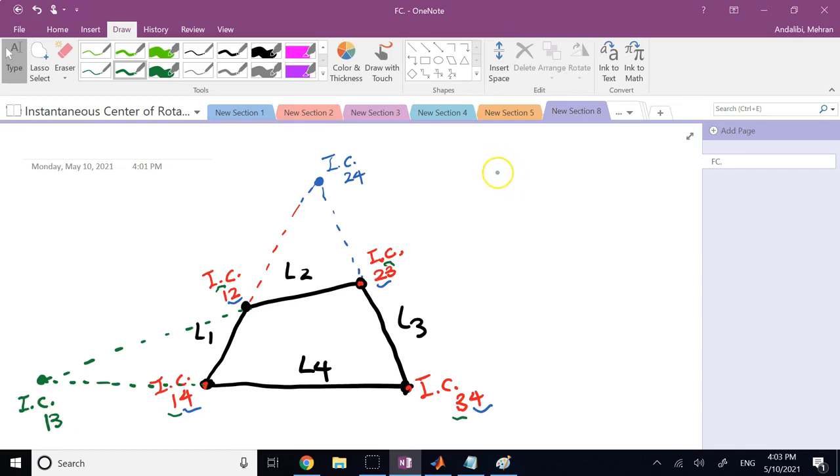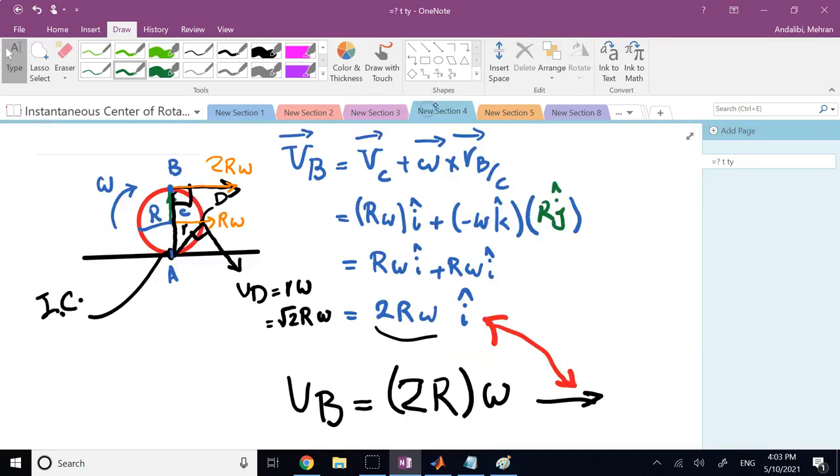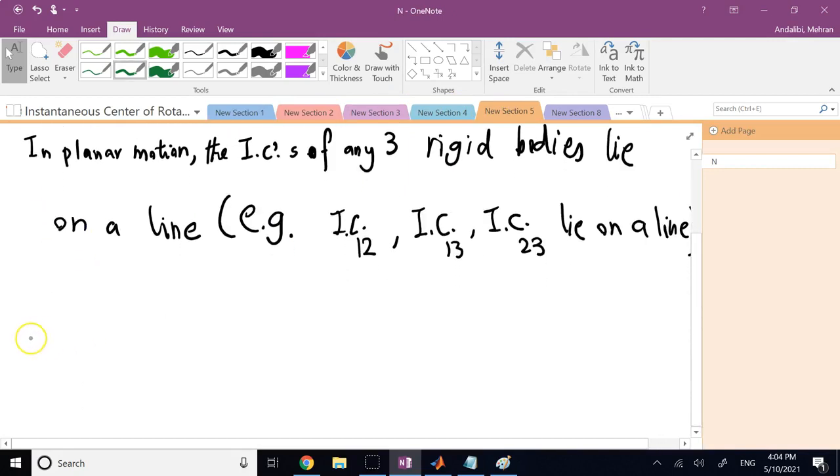And in general, based on Kennedy's theorem, let me add it to the Kennedy's theorem for you. So here, you see, it says every 3 of them are on the same line. Now, if your mechanism, your system, has n rigid bodies.